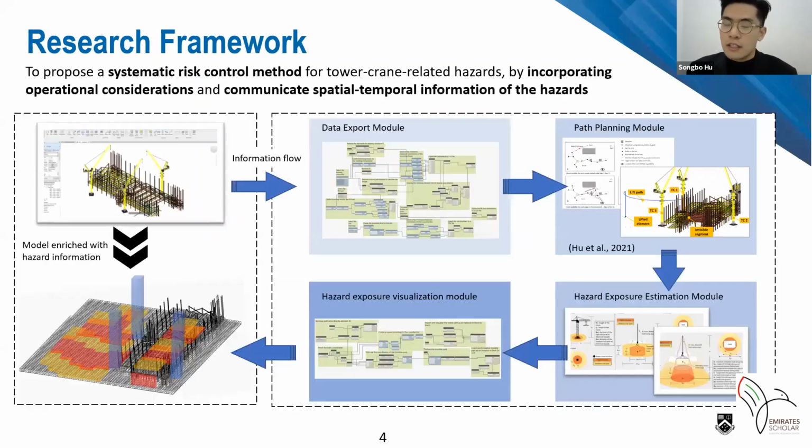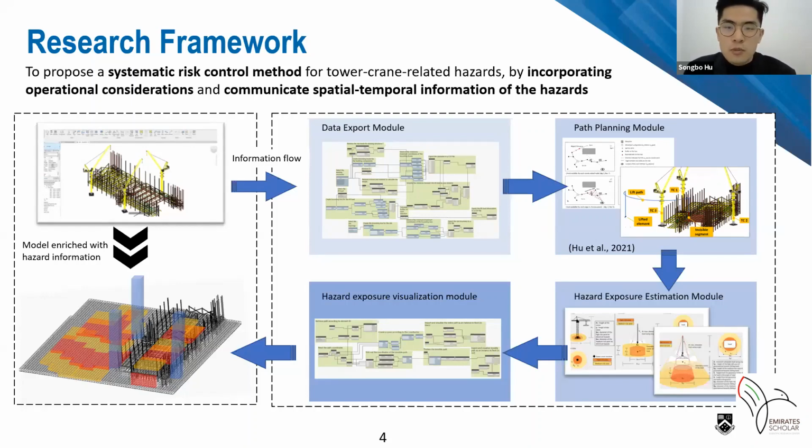By recognizing the gaps, we revised the aim here. Systematic means controlling all identifiable hazards aforementioned, and 2 methods are used for different types of hazards. One is by incorporating operational considerations such as collision detection and crane load capacity check. We control some collisions and control overloading. Such consideration is incorporated in the path planning module, module 2 here, with our novel path planning algorithm reported in 2021.